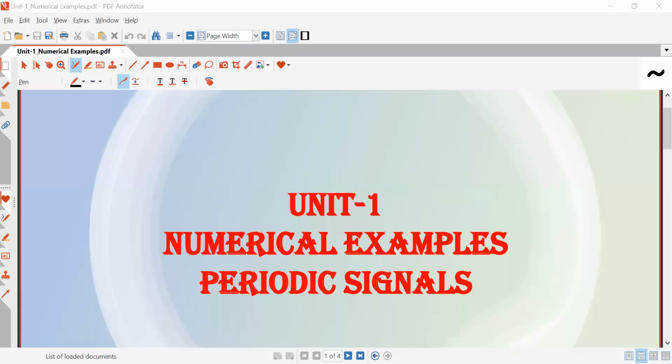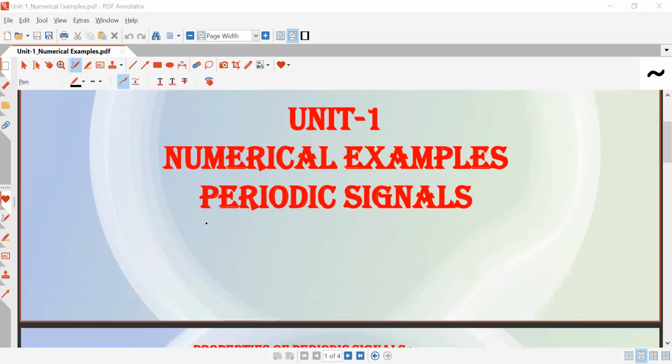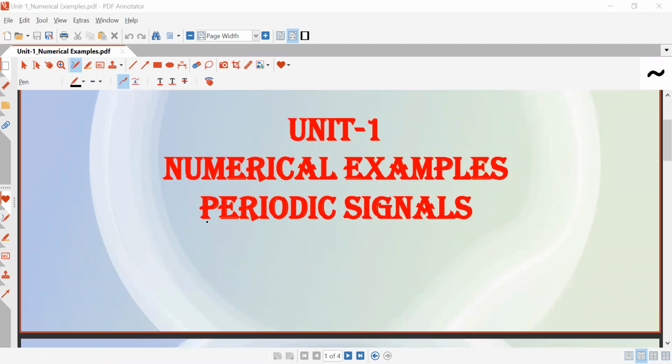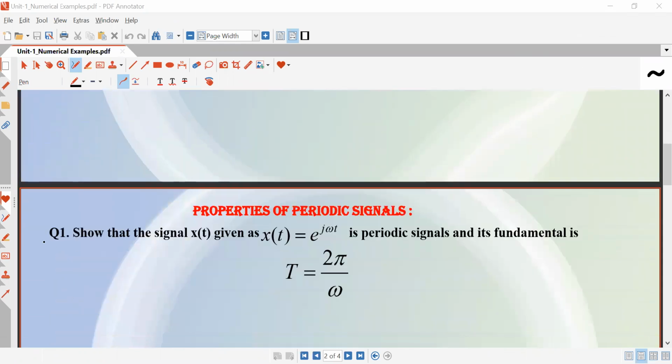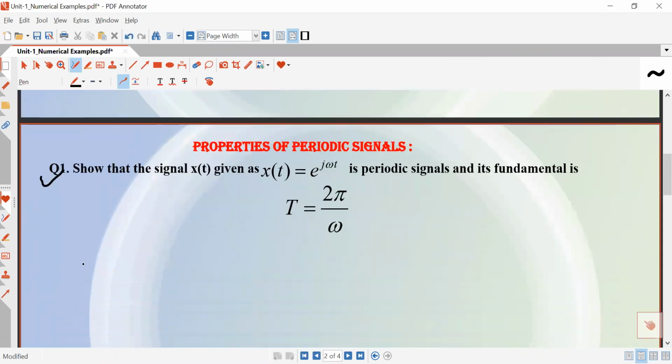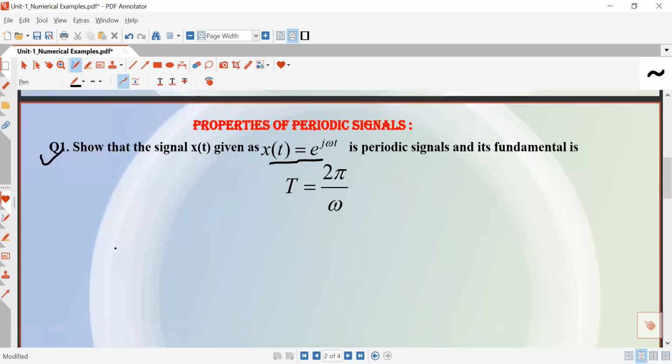In this lecture, I am going to discuss some more numerical examples based on periodic signals. Let us consider the first numerical example. The question is to show that the signal x(t) equal to e to the power j omega t is a periodic signal, and its fundamental time period will be T, which is equal to 2 pi by omega. To solve this numerical example, you have to use the properties of a periodic signal.